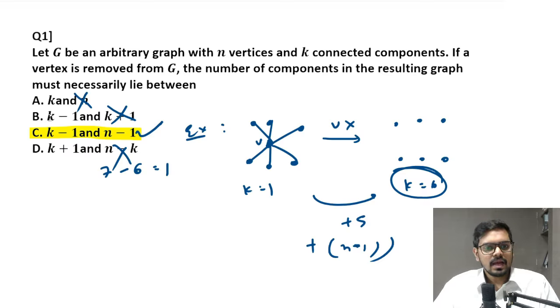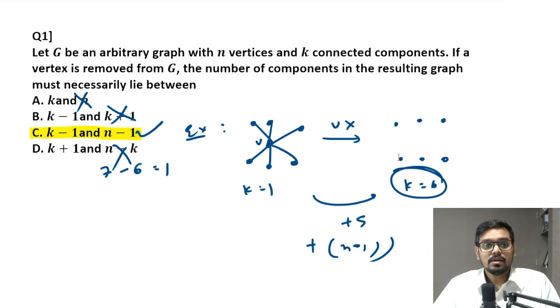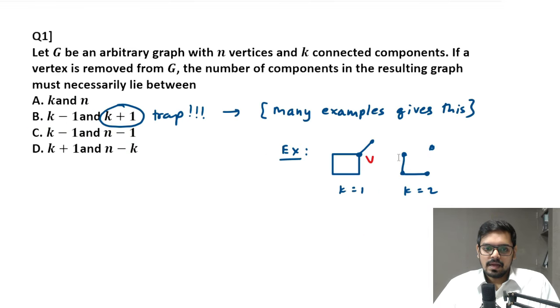Now some students may have doubts: sir, why minimum k minus 1? Why not minimum k, like here, removing a vertex v? Previously k was 1, now also k is 1. So after that also k is the connected component. Why here is the minimum k minus 1? I have an example for that also, do not worry.